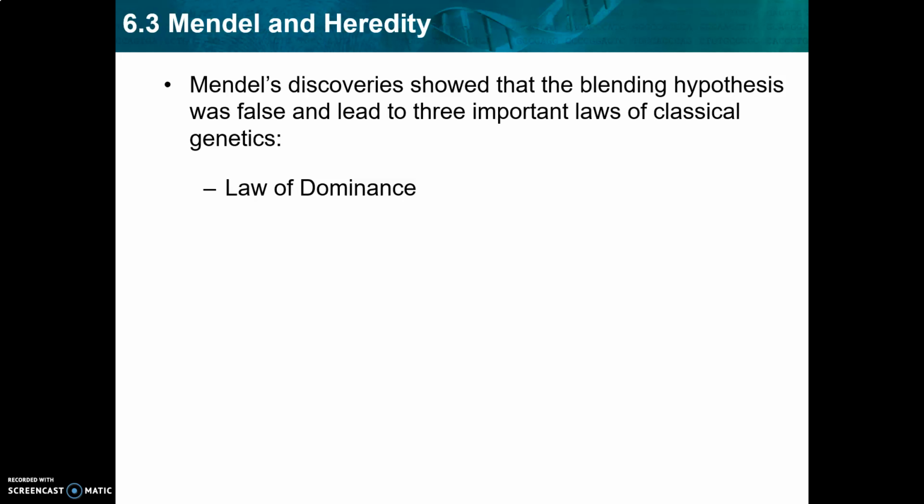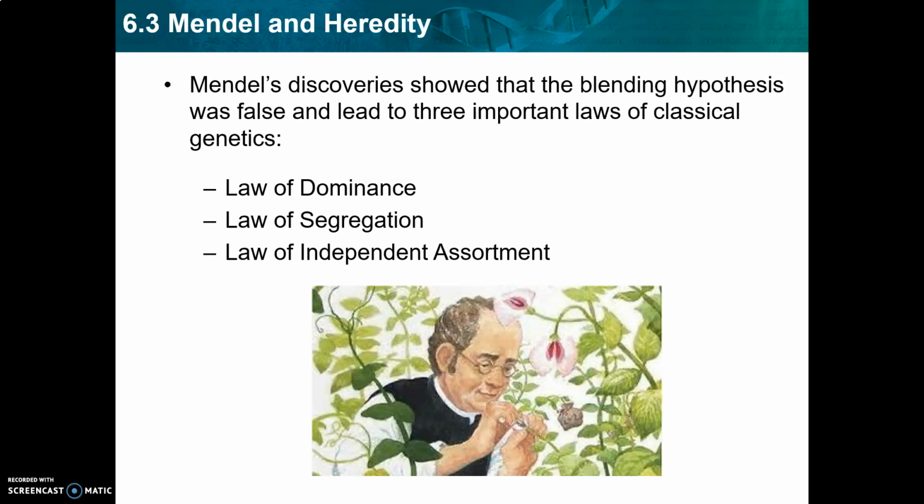The first is the law of dominance. The second is the law of segregation. And the third is the law of independent assortment. So we will spend the rest of this presentation talking about each one of those laws and what exactly that means and how it relates to what we previously learned about meiosis.